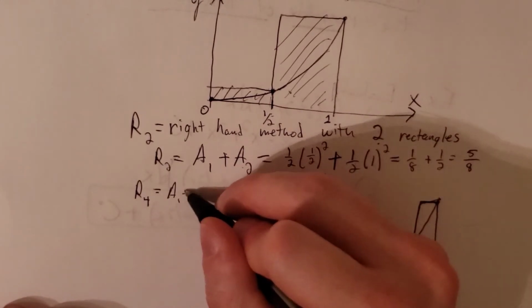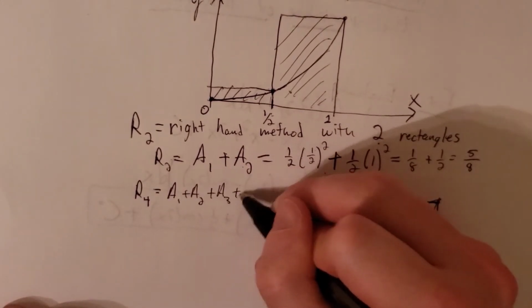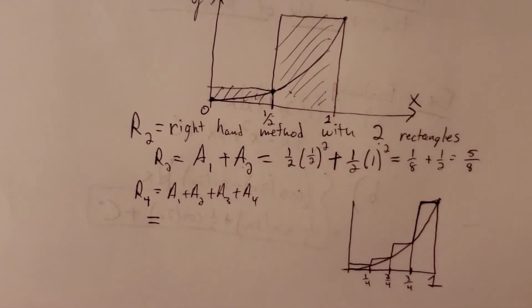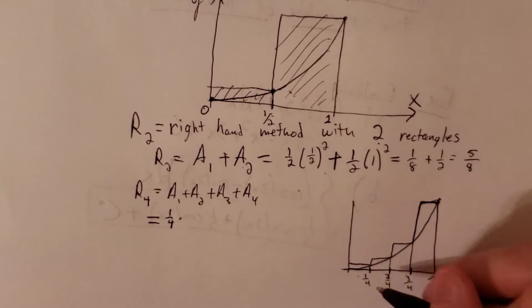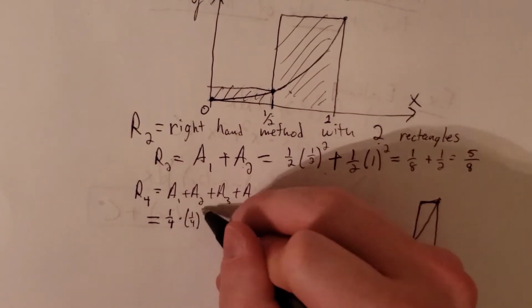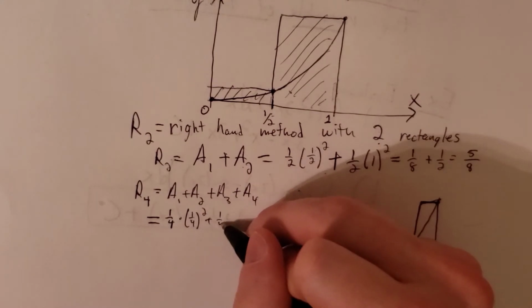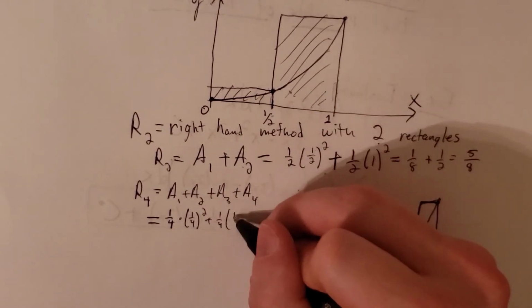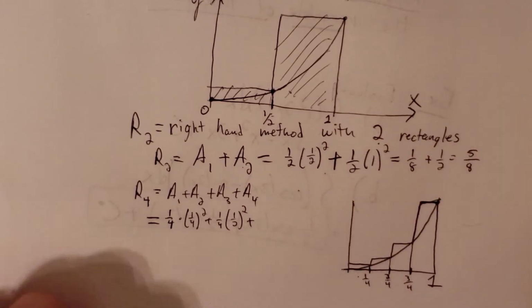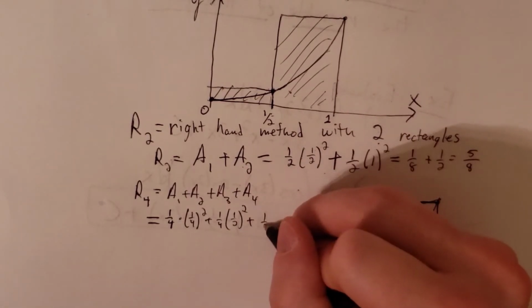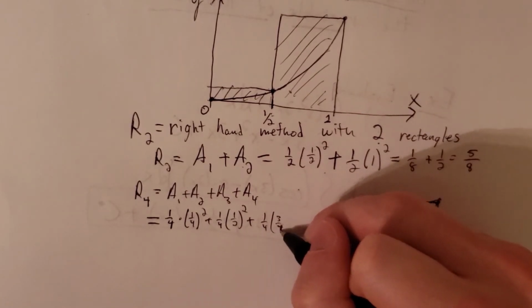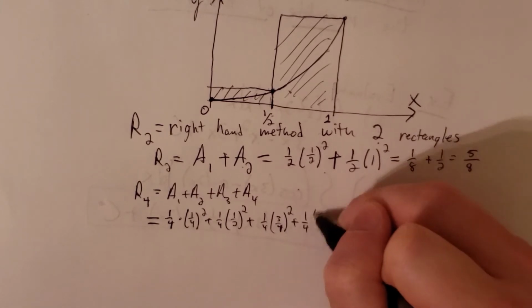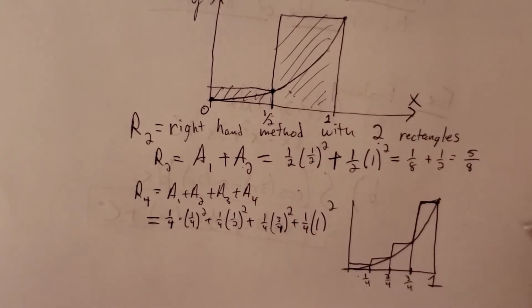Well, this is A1 plus A2 plus A3 plus A4, which is just the area of each of our rectangles here. And the width of each of the rectangles is 1/4 times the height. All right, so this is going to be 1/4 times 1/4 squared plus 1/4 times 2/4 squared, or in other words, 1/2 squared. And the area of the third rectangle is a width of 1/4 times the height of that rectangle, which is 3/4 squared, plus 1/4 times 1 squared for the last rectangle.